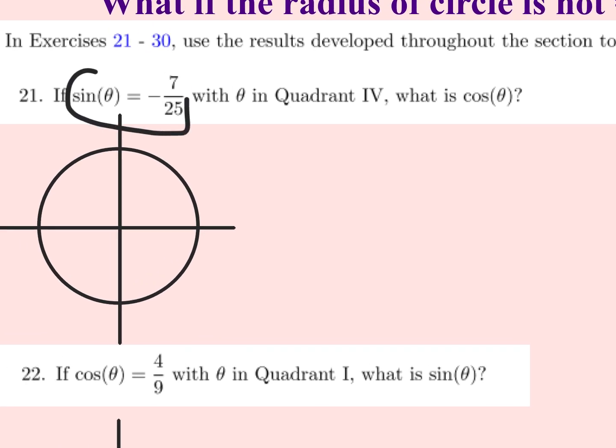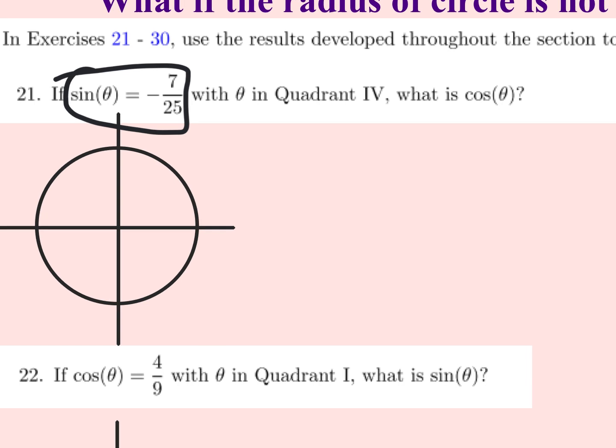Sine of theta equals negative 7 over 25. Okay, well, I'm not sure exactly what that means, except sine is opposite over hypotenuse. Didn't they just give you two sides? Sine is opposite over hypotenuse. Think about that. Didn't they just give you side 7 and the side of 25? They did. Okay. With theta in quadrant 4, automatically I'm just going quadrant 4.